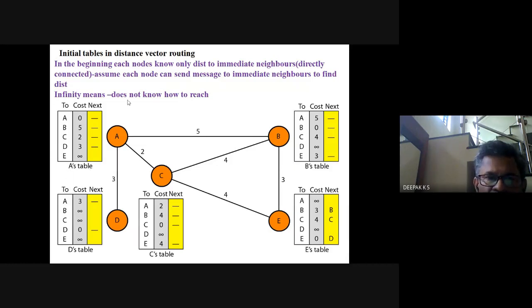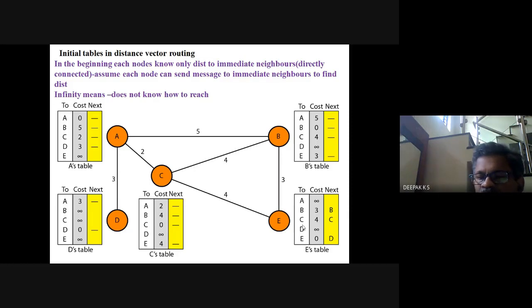So in the beginning, like that, D will have a table. There could be infinity if D is not seen by B. So it is infinity. Again, C will have a table in which D is infinity, and D will have a table in which many entries are infinities because it can see only E itself and A.